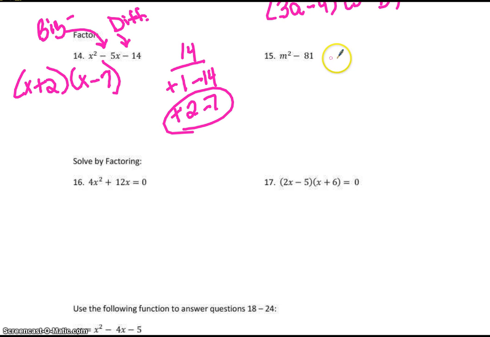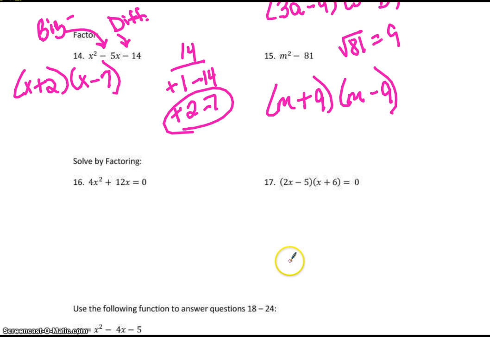Number 15 is what we call difference of squares, and so you got to find the square root. The square root of 81 is 9. So this is going to be m plus 9 and m minus 9.